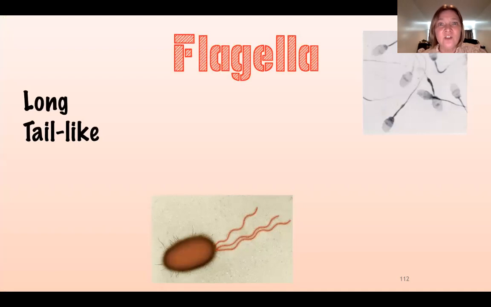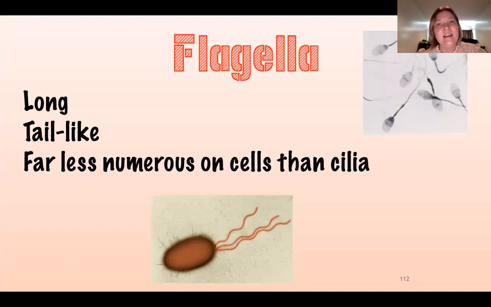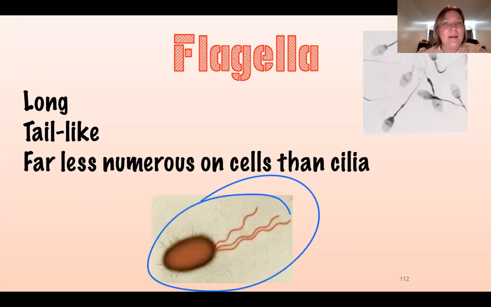Okay, last thing for this video is the flagella. These are long and tail-like, and when they are present, they're going to be present in a lot fewer numbers than the cells that have cilia. So this is a bacteria. Bacteria can have flagella, and of course the ever so famous sperm cells, which structurally are supposed to have one, but it's possible for them to have mutations and have more than one flagella.